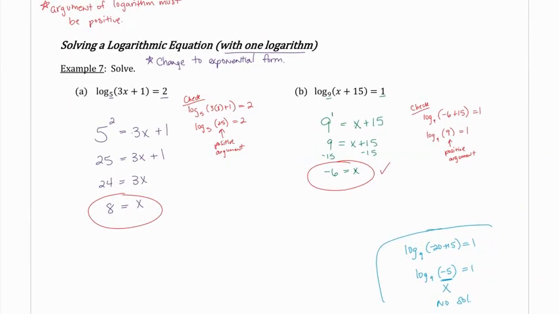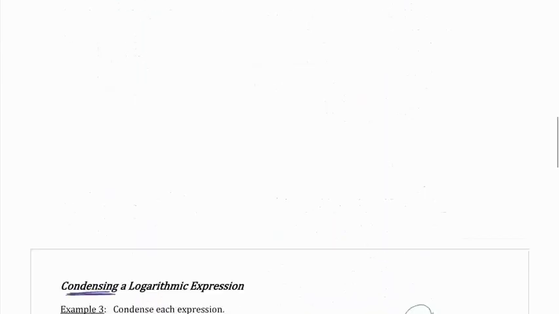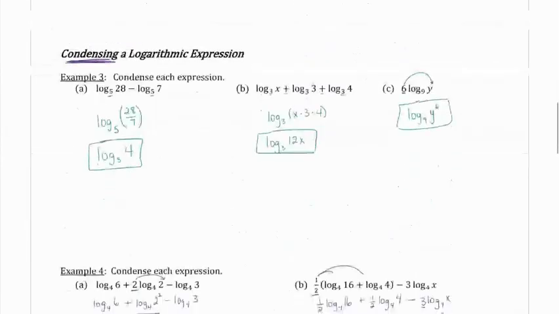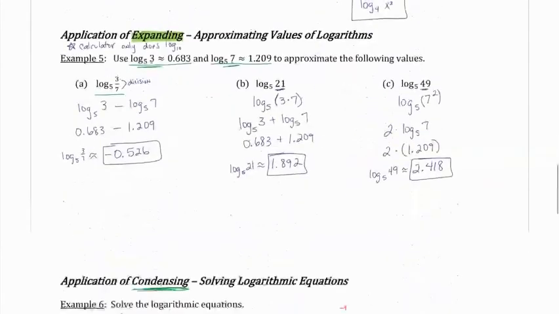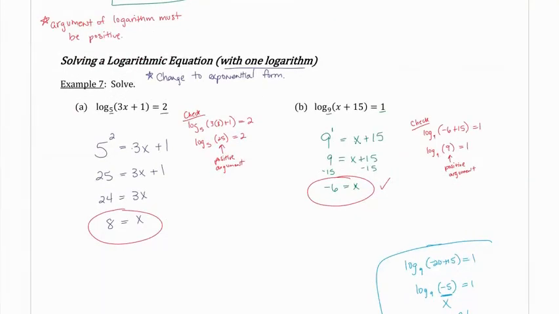Okay. All right. So there's our very, very basics on logarithms. We talked about expanding the expressions, using the properties to expand. We did condensing, using properties to condense. We can use expanding to approximate values. We can use condensing to solve. If we've got a logarithm of the same base on each side, you drop the log and then solve what's left. And then we can also solve a logarithmic equation if we only have one logarithm by changing it to exponential form.